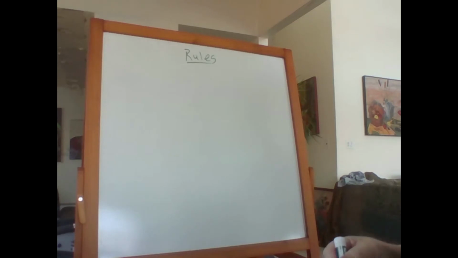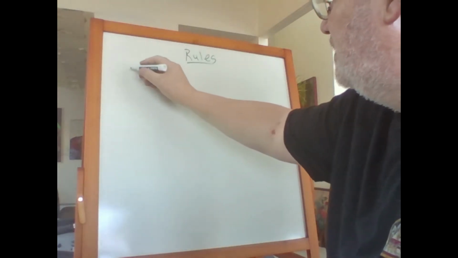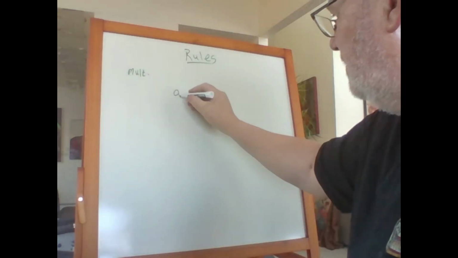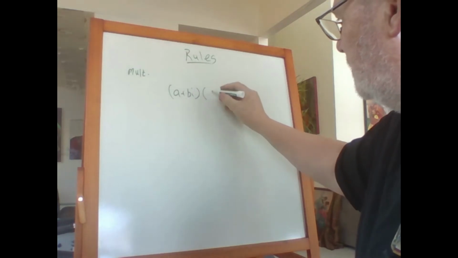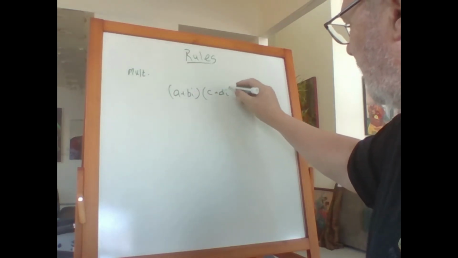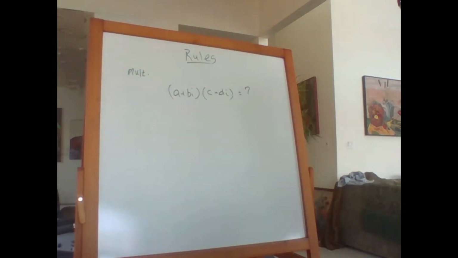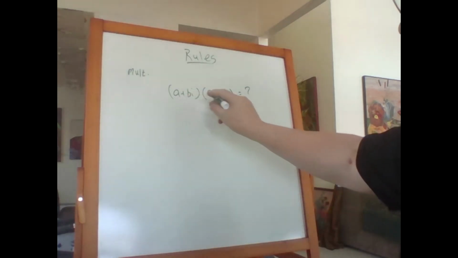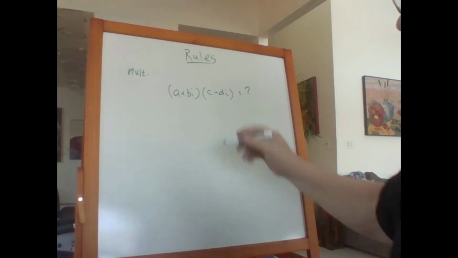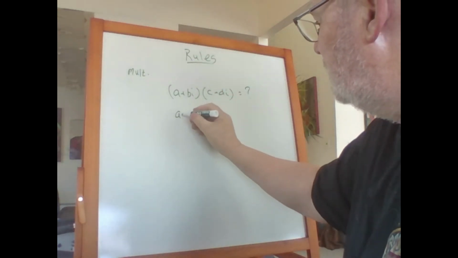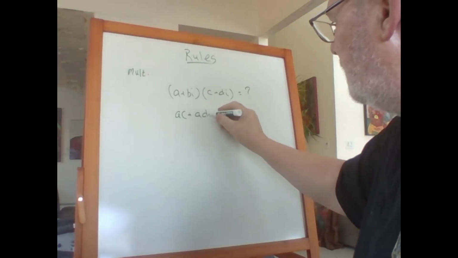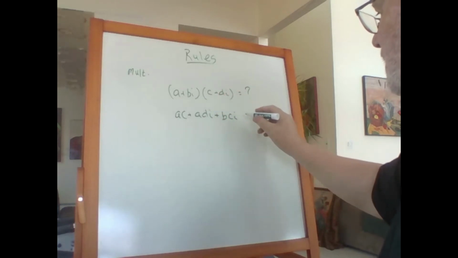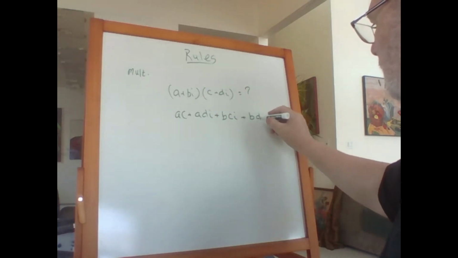Now we have multiplication and division. So let's take a look at multiplication. We have a plus bi times c plus di. Now, here we must multiply every component. We don't just multiply the real and the imaginary. So here we have to go a times c plus a times di plus b times ci plus b times di squared.